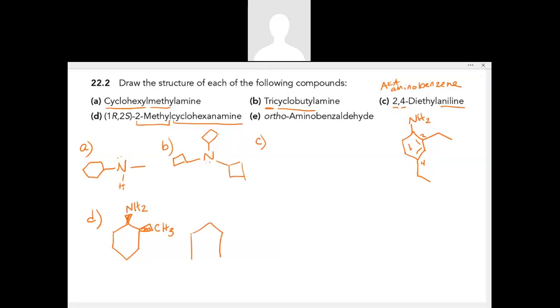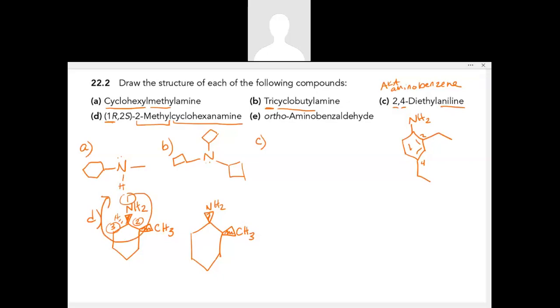So here, let's take a look here. The name gives us the configuration of these two groups. So we just have to prove that they're both on a wedge or change them to a dash. So let's take a look at carbon 1 first. My highest priority is here. My second priority is here. And then my third priority would be over here. I already have my hydrogen, fourth priority, on a dash. So I look at this and I go 1, 2, 3. So my carbon 1 is confirmed to be R.